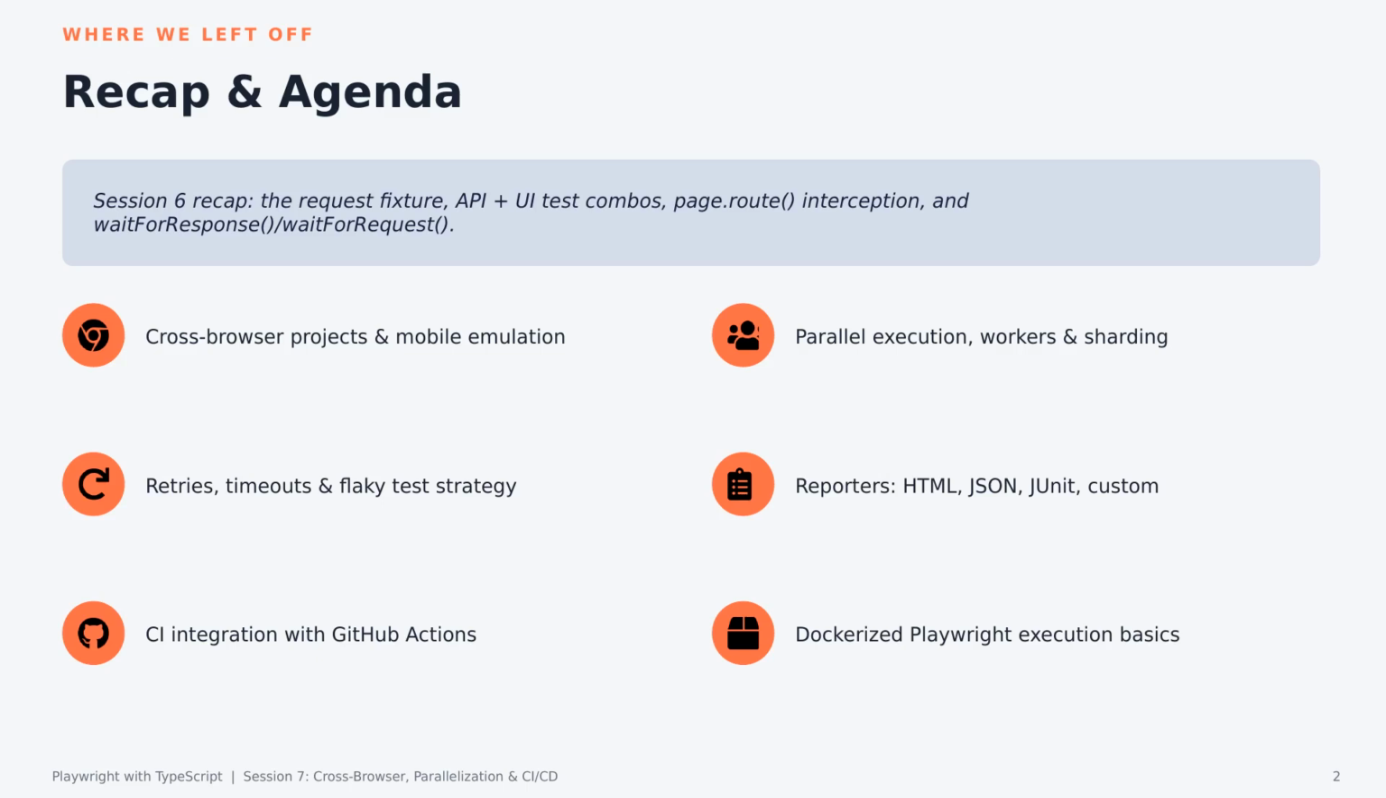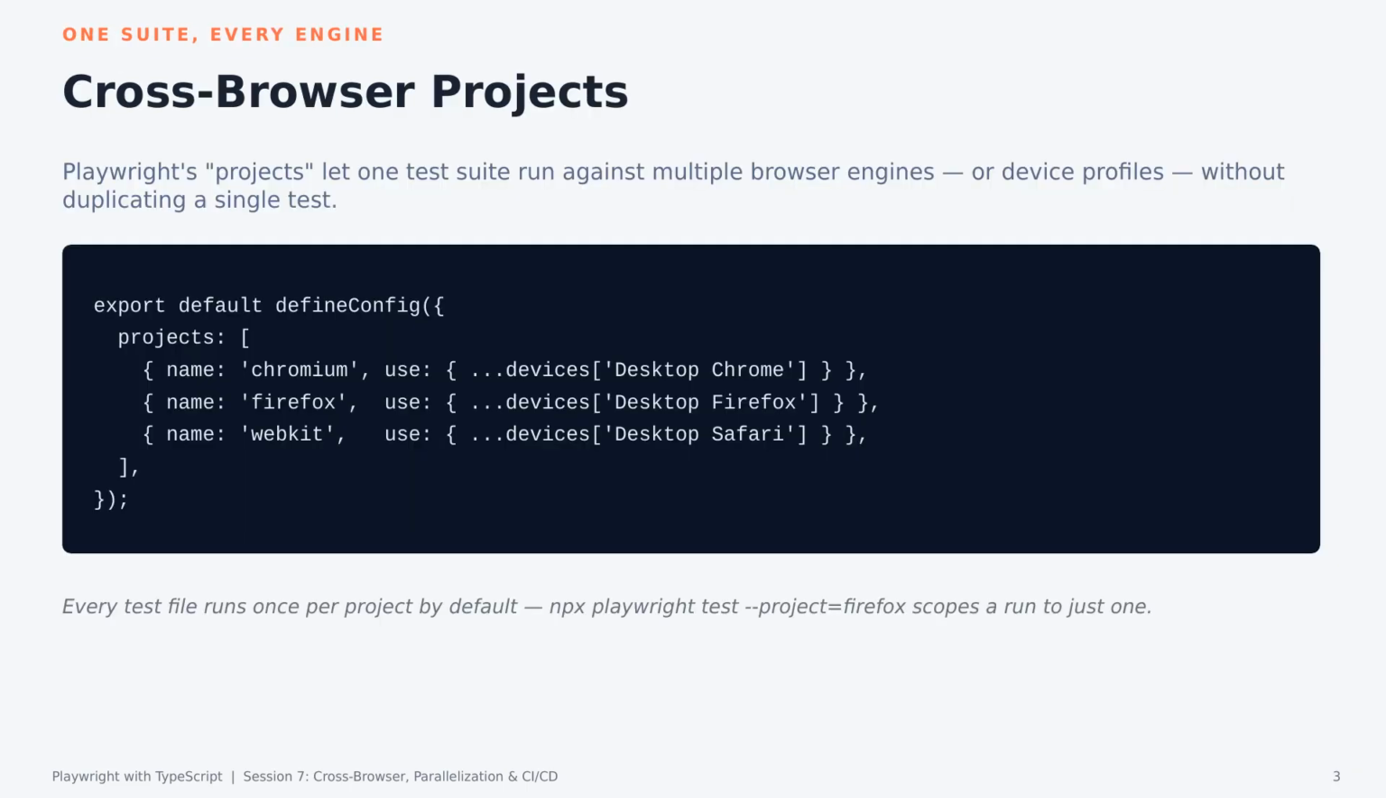Quick recap of session 6. The request fixture combining API and UI tests, page.route interception, and waitForResponse and waitForRequest. Today's agenda: 6 things: cross-browser projects and mobile emulation, parallel execution, workers and sharding, retries, timeouts, and a real strategy for flaky tests, reporters, HTML, JSON, JUnit, and custom ones, CI integration with GitHub Actions, and Dockerized Playwright execution at a basic level. Let's start with cross-browser projects.